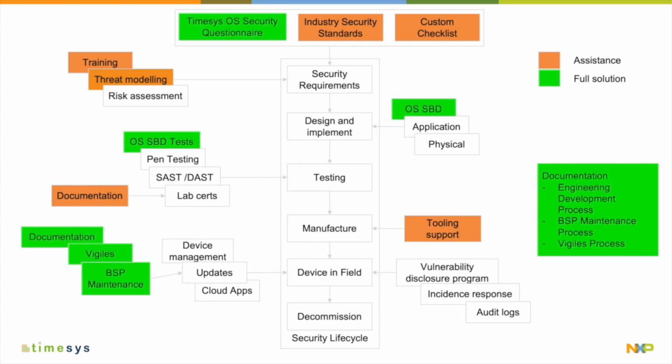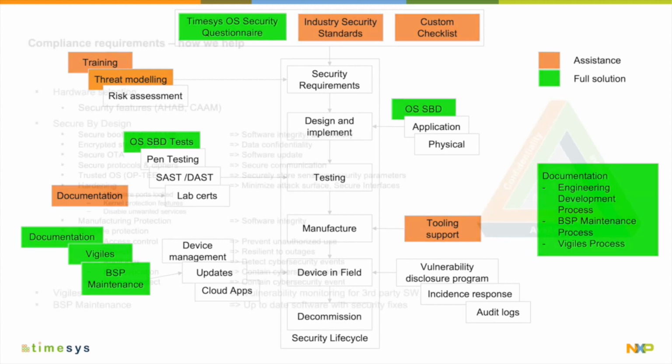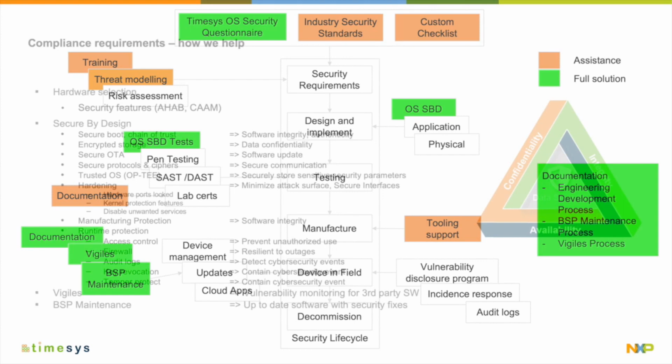Vigilus, as I mentioned, is a tool that assists with monitoring of vulnerabilities that apply to your product, and there's an entire process that you can implement around that tool. We do have documentation and can help you set it up. We also do BSP lifecycle maintenance for you if you would like to go that route, also leveraging Vigilus tools. In addition, we offer documentation on the engineering development process if we are engaged to implement secure by design features for you, and documentation for maintenance and Vigilus, as I mentioned earlier.